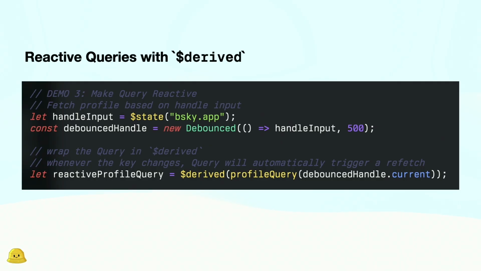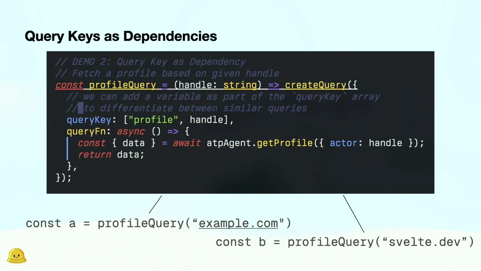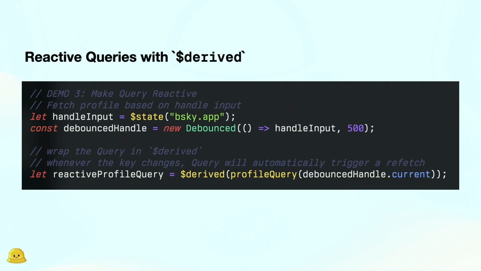Now, we could do reactive queries as well, using the function before. So you can see here we have let handle input. If you have an input tag, you could just bind the value to that state. I'm using the debounce utility from rune.dev just to make sure that we're not querying every single letter as we type it in. And then we can wrap the actual create query in a derived function to re-trigger the fetching, right? To make sure that the data is correct. And you can see here that debounce.handle.current, that's obviously reactive there.